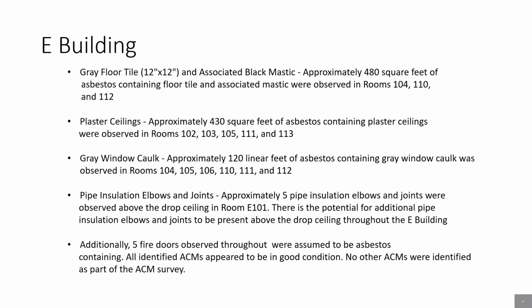In E building, gray floor tile and associated black mastic, plaster ceilings, gray window caulk, and pipe insulation elbows and joints were shown to contain asbestos. Additionally, 5 fire doors observed throughout were assumed to be asbestos-containing.